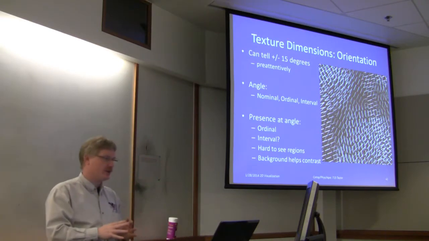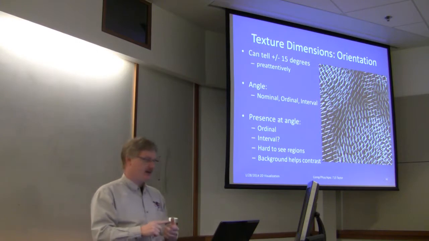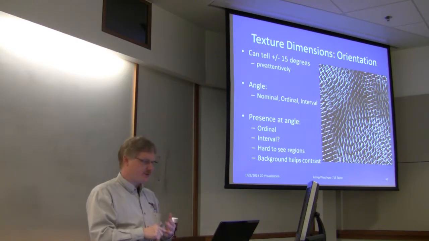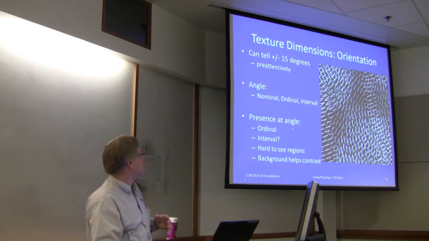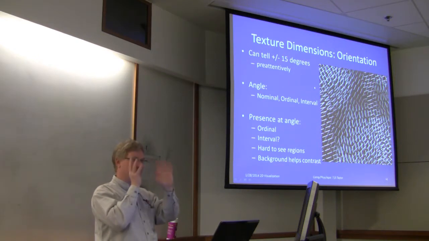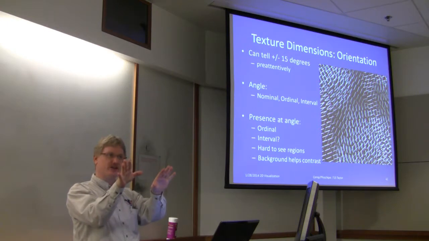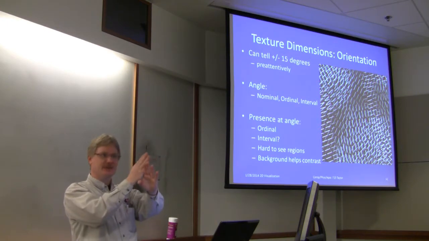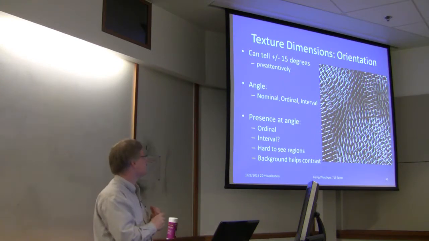All right, so orientation is one kind of feature of textures, and this is showing 4 or 5 different directions of textures. It turns out that pre-attentively, you can tell about plus or minus 15 degrees, right? So if you want to show a person a picture and right away they can look for a particular orientation, you can't separate them by less than about 15 degrees, otherwise they have to go hunting to judge what's going on.